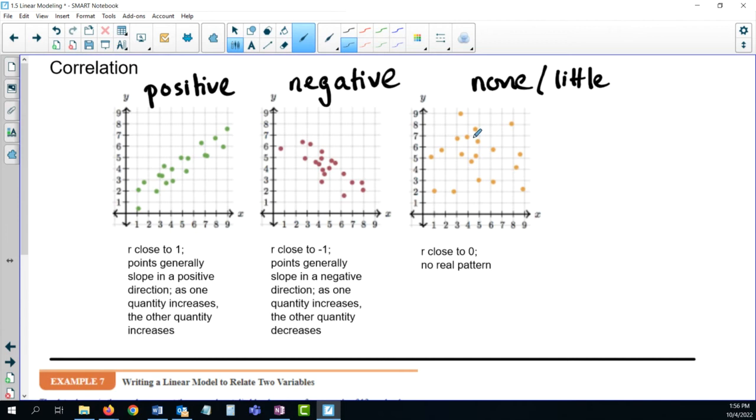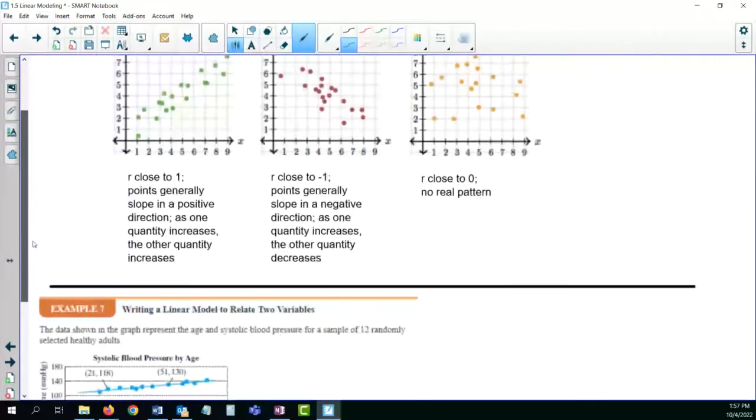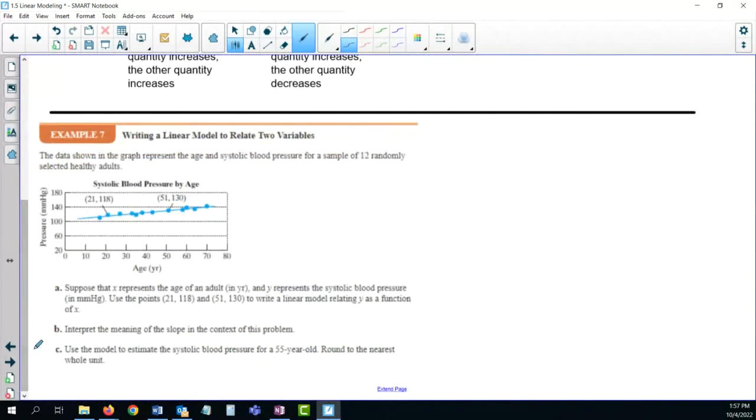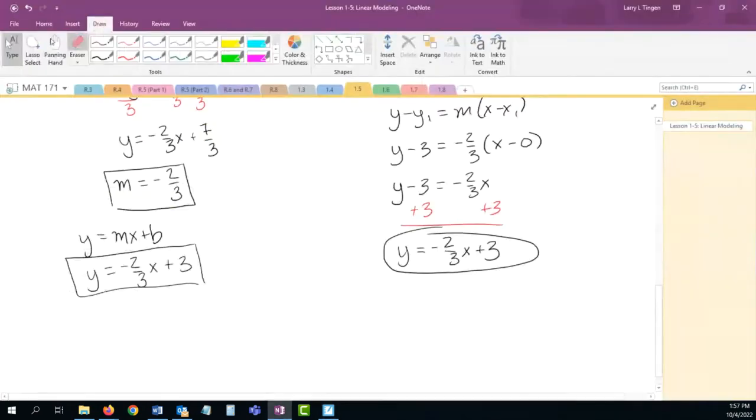And then if I don't have any correlation, as in this example, nothing really seems to be following a pattern. As I move from left to right, I have some points above, some points below, really no pattern there. All right, so for us, I have a data set.